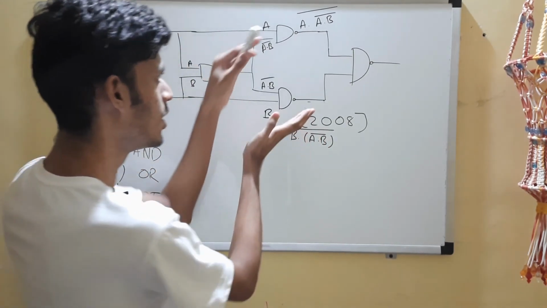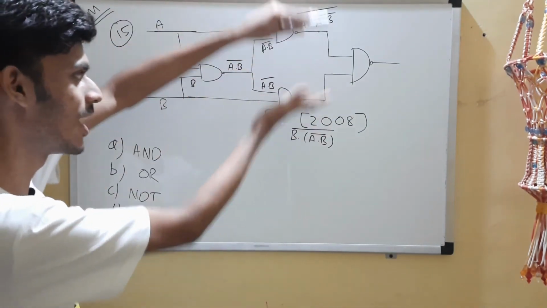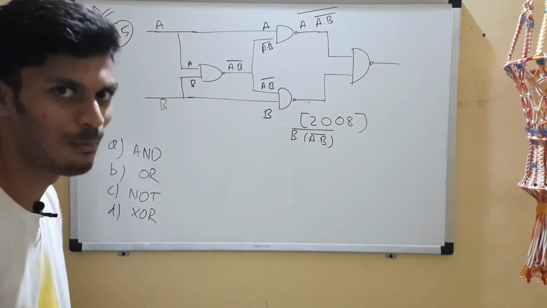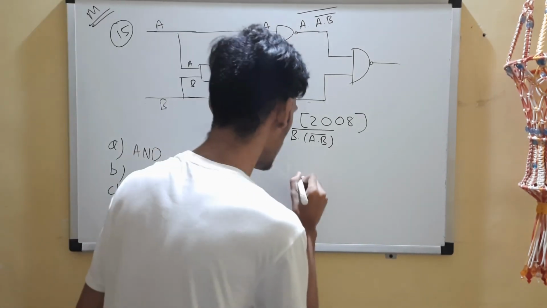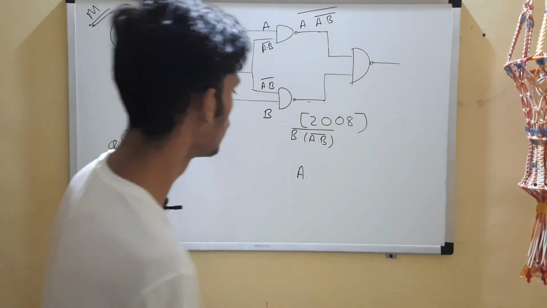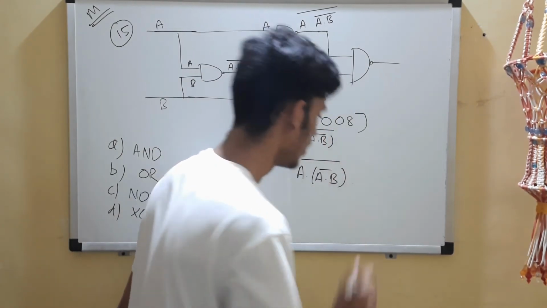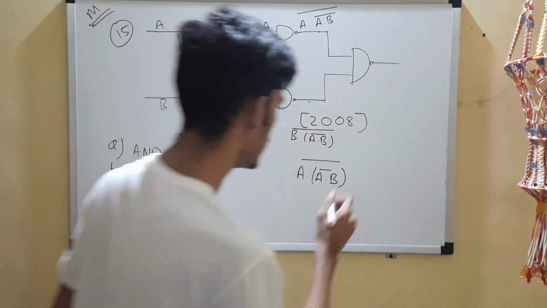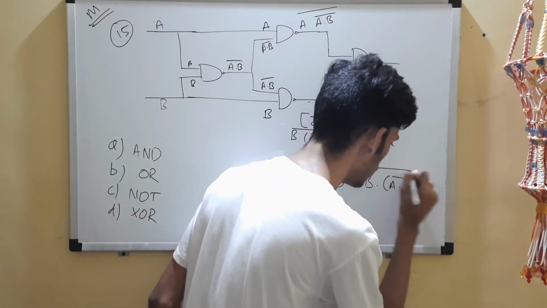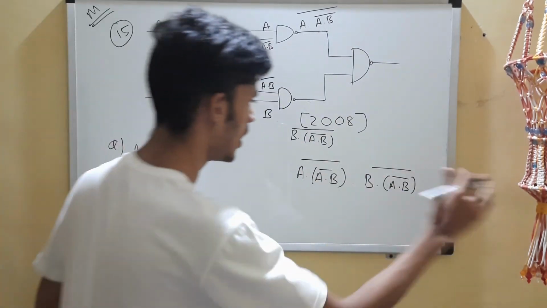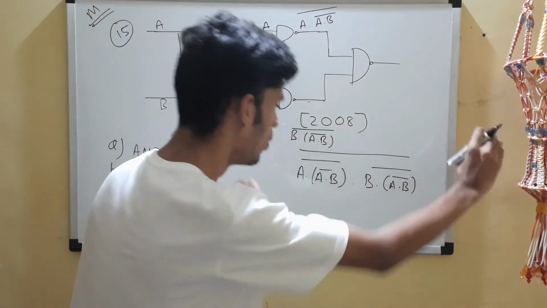Now again, these two will go as inputs in this gate, right? So you have to multiply these two and take the complement. So that's a hectic job, but let's do it. We'll reach the answer. So A into B, the complement, the whole complement, into, you multiply this with this, B into (A into B) the complement, the whole complement, and now you have to take the whole complement, right? You multiply these two and take the whole complement.